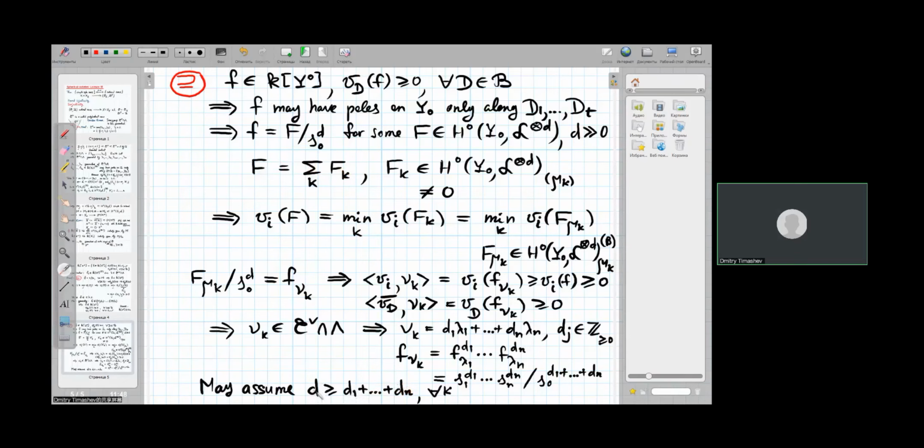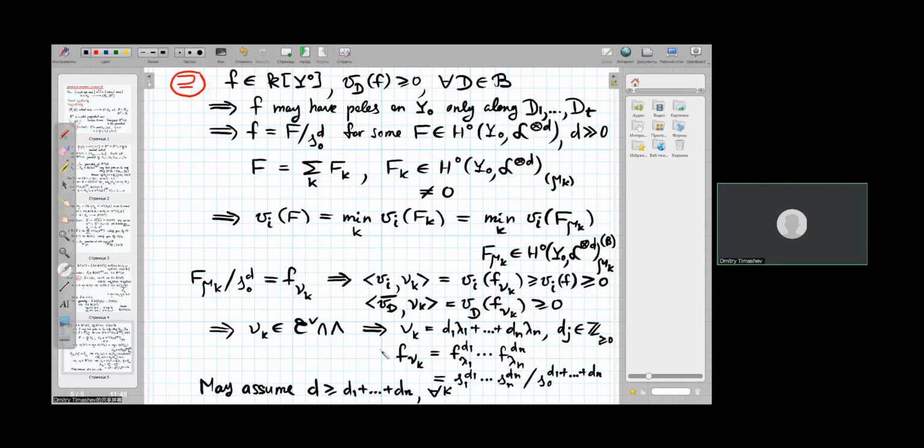And when we increase d, this means just that we multiply the numerator and the denominator with some extra power of s naught. So we can multiply the numerator and denominator of these fractions by s naught to some extra power, and we can increase d by this multiplication.